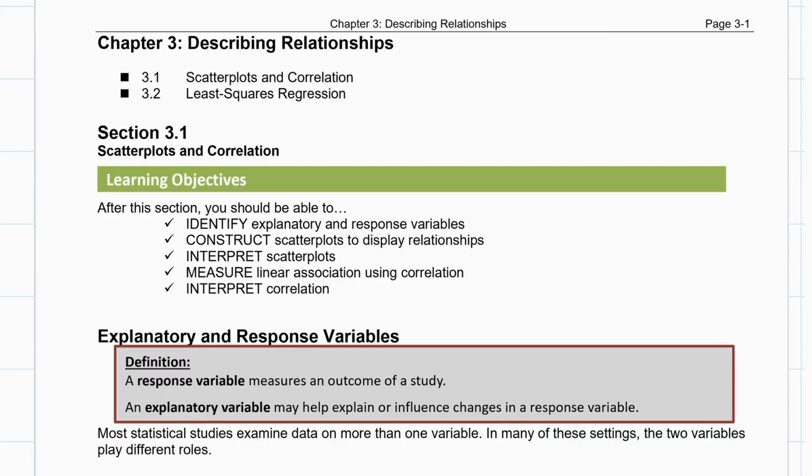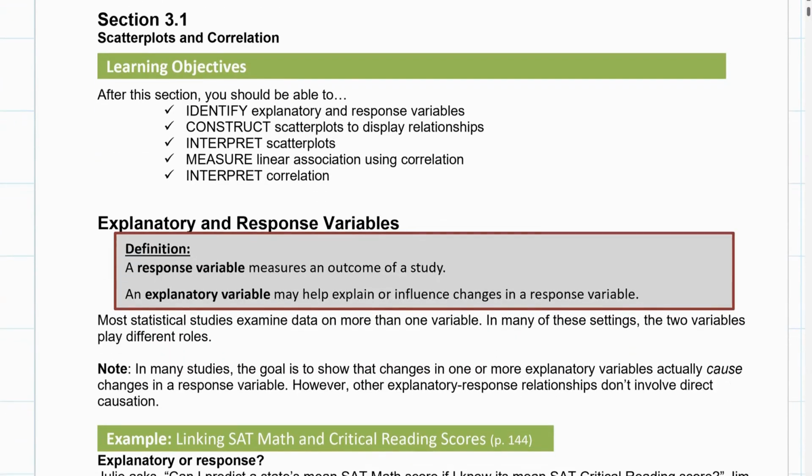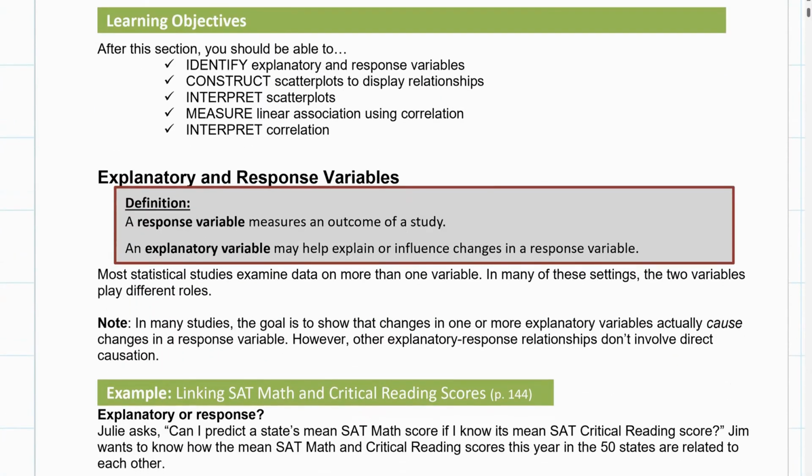So in chapter one, we looked at how you compare two variables when they're both categorical. Now we're going to look at quantitative variables. We're going to start with the idea that when we're trying to describe the relationship between two variables, there may be an explanatory variable and a response variable. The response variable measures the outcome of a study, whereas the explanatory variable may help explain or influence changes in the response variable.